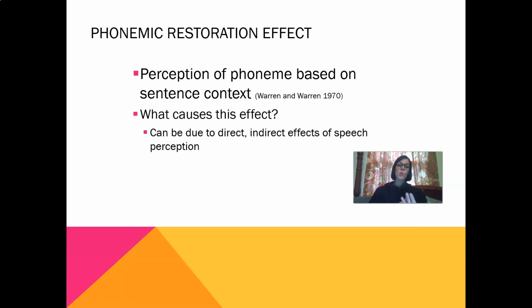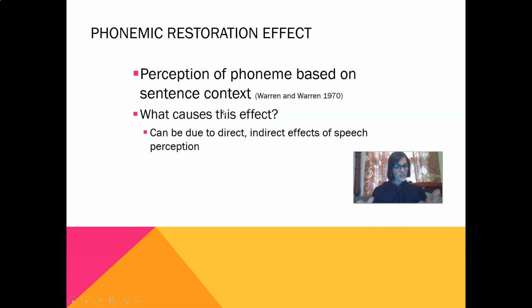This is something that Warren and Warren actually did with participants in 1970. They would give them an auditory sentence, but one part of the sentence was covered up with a burst of white noise. It basically sounded like static. Based on the context of the sentence, people would identify the phoneme differently. If it was "the *eel was on the axle," they'd assume the sound was a W. If they heard "the *eel was on the shoe," they'd assume it was an H. So we basically used the rest of the sentence to help figure out and fill in what that missing phoneme was.